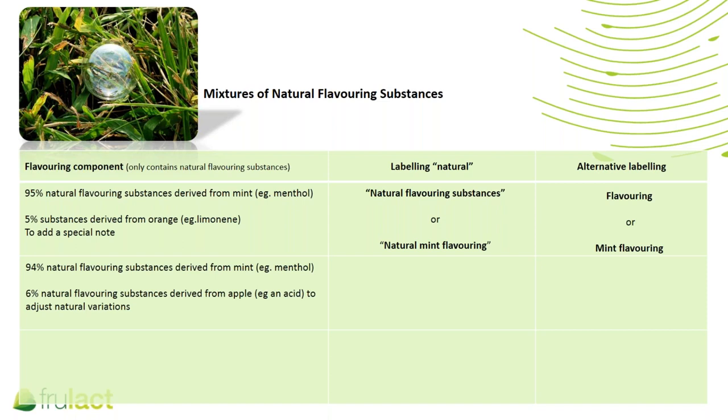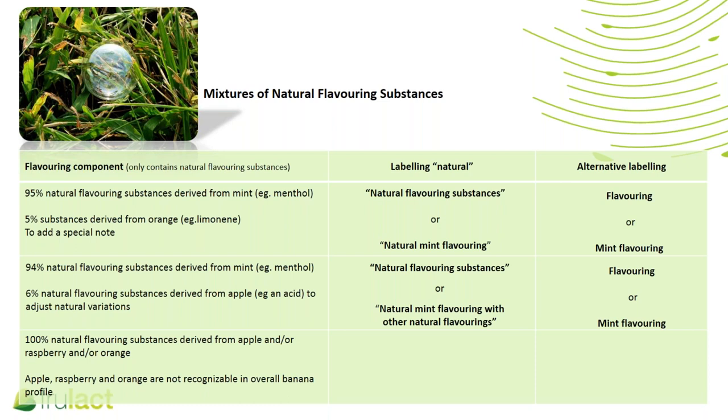Another example. We have less than 95%, we have 94% of natural flavoring substances derived from mint, and 6% derived from apple. So, in this particular case, we will label it as natural mint flavoring with other natural flavorings. As before, flavoring or mint flavoring is possible.